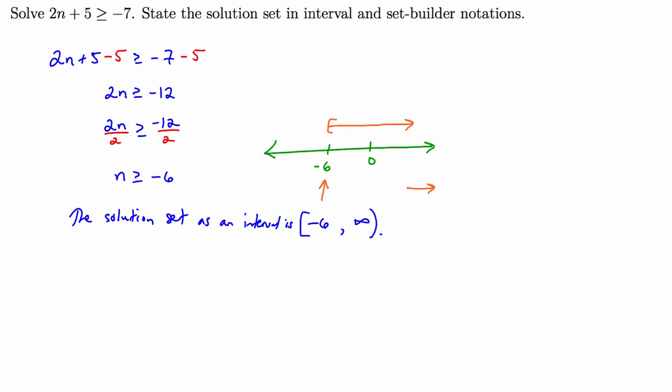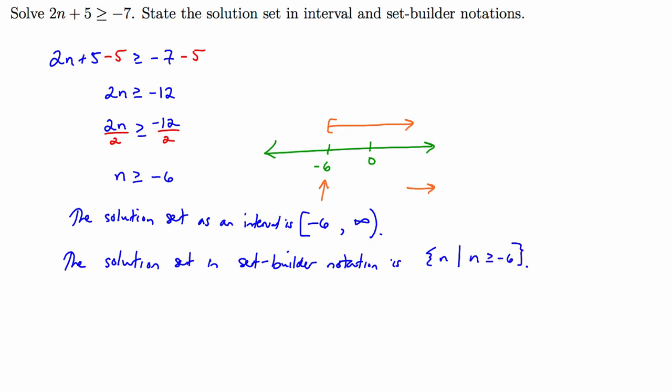The set builder notation answer does not rely upon needing to visualize this on a number line. We simply state this as the solution set in set builder notation is written as the set of all n such that n is greater than or equal to negative 6. It is important to remember that solving inequalities is very similar to solving equations. There is only one substantial difference in the solving process, which did not come up in this example.